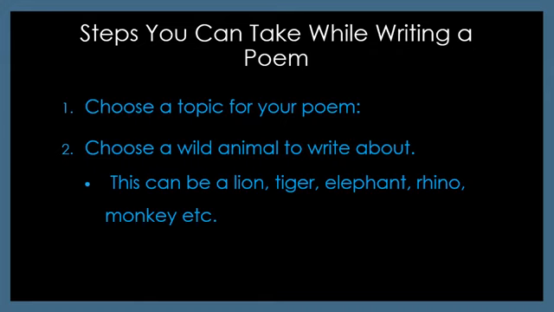Steps you can take while writing a poem. So firstly, you need to choose a topic for your poem. So that's going to be what this poem is about. Then 2, you need to choose a wild animal to write about. So choosing your wild animal to write about is going to be your topic. You need to choose an animal to write about, and it has to be wild. So it says this can be a lion, tiger, elephant, rhino, monkey, etc. Any wild animal you would like to write about.